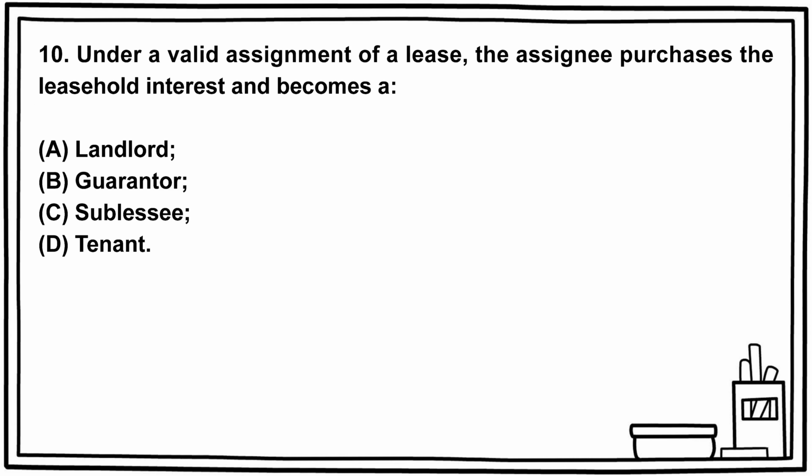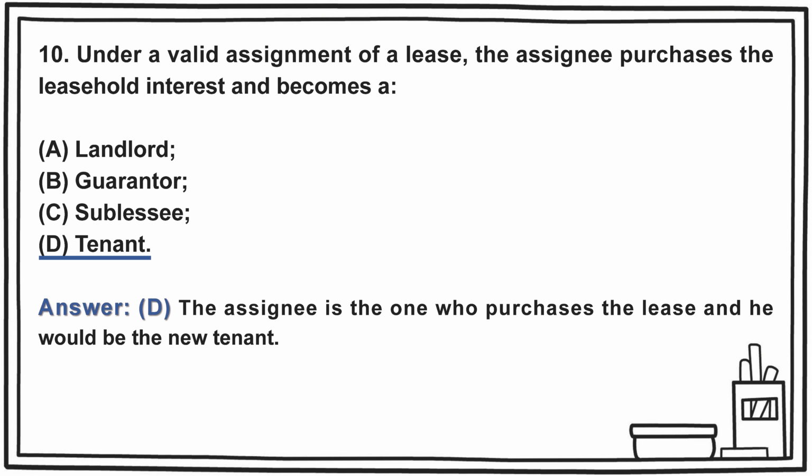10. Under a valid assignment of a lease, the assignee purchases the leasehold interest and becomes A. Landlord. B. Guarantor. C. Sublessee. D. Tenant. Answer: D. The assignee is the one who purchases the lease, and he would be the new tenant.